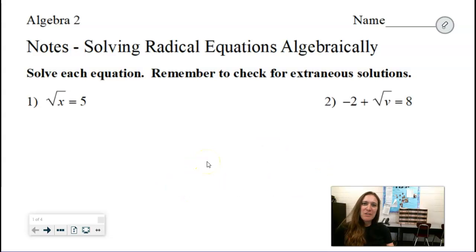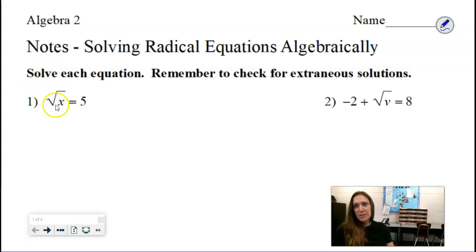So we're back and we're going to be solving radical equations, this time algebraically. We had a previous lesson, not sure how recent, but we did solve by graphing, sometimes on the calculator, sometimes by hand, and this time we're going to be solving them strictly algebraically. You can still use the calculator to check.